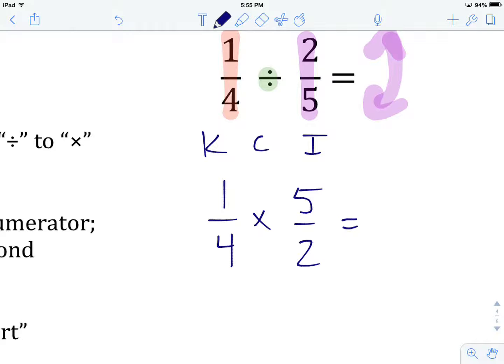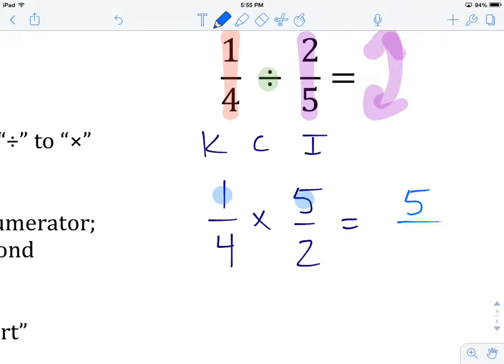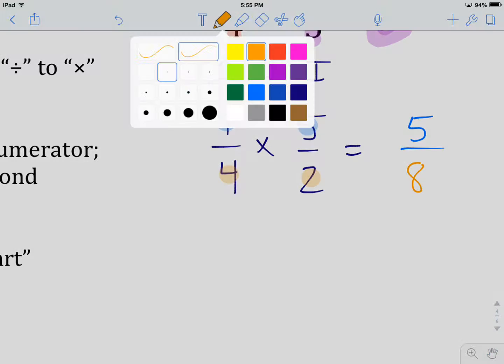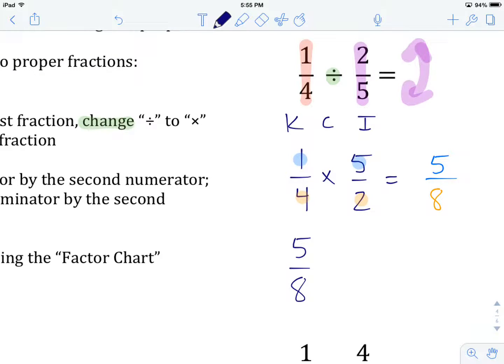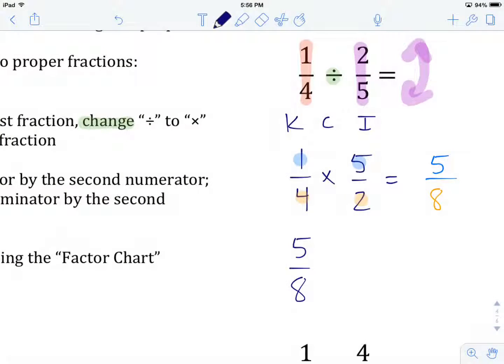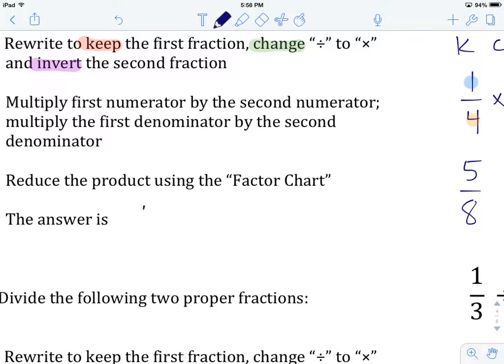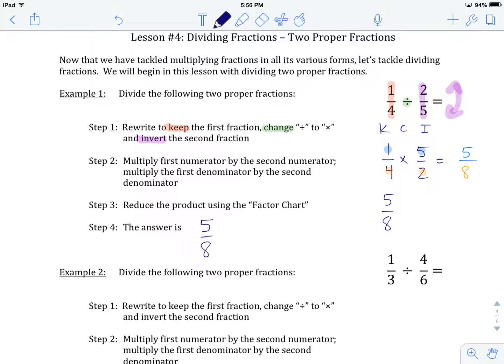Now from here, we complete this like any other multiplication of fractions question, where we have 1 times 5, that will give us 5, over 4 times 2, and that will give us 8. So I'm going to rewrite that. That's our answer so far. We'll go check the factor chart and see if there are any factors common to both 5 and 8. And we look, there's 5, there's 8, and they only have 1 in common. So we are just going to leave that as it is. So our answer is going to be 5/8 for 1/4 divided by 2/5.